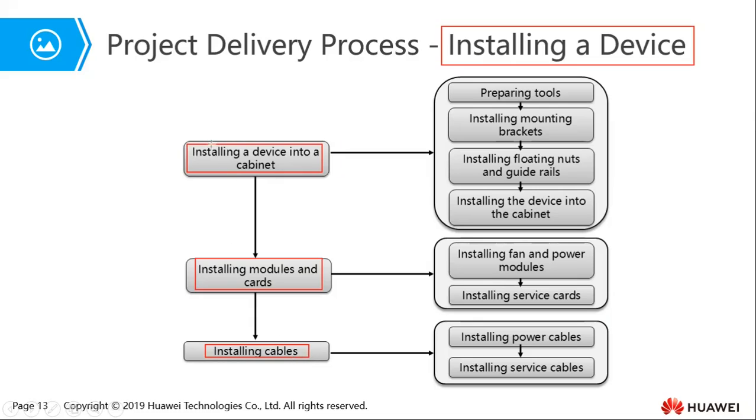So let's begin by looking at some of the things that you need to consider when planning to install the device into the cabinet. You need to prepare all the required tools, whether you need any screwdrivers like the Phillips screwdrivers to unscrew the rails and so on. Then you need to install the mounting brackets that are going to hold your devices. Then you also need to install the guide rails. And lastly, for the cabinet, you need to install the device into the cabinet.